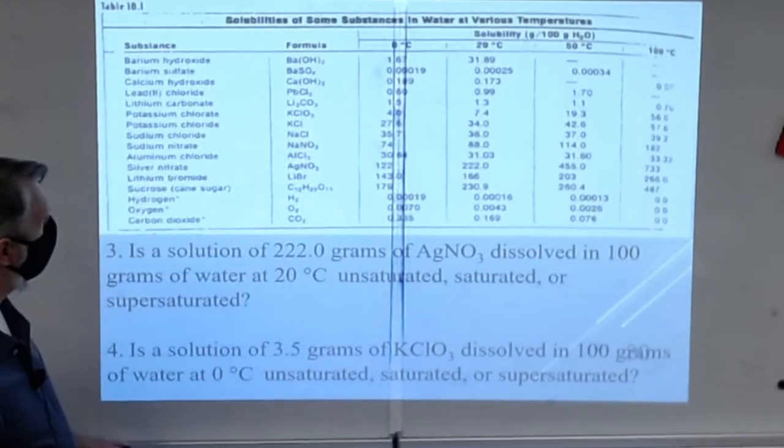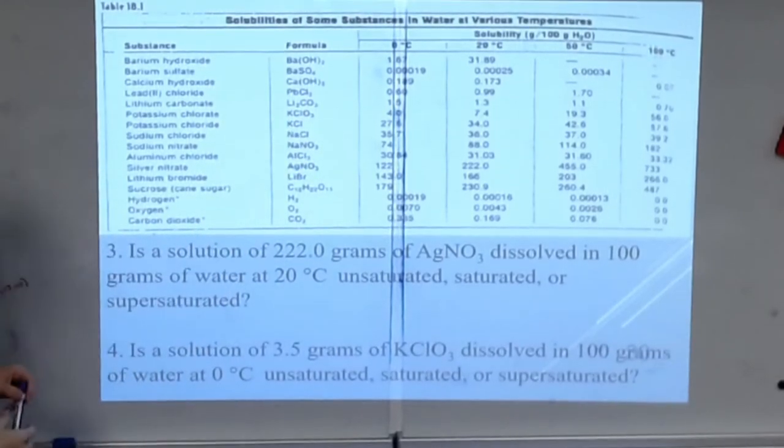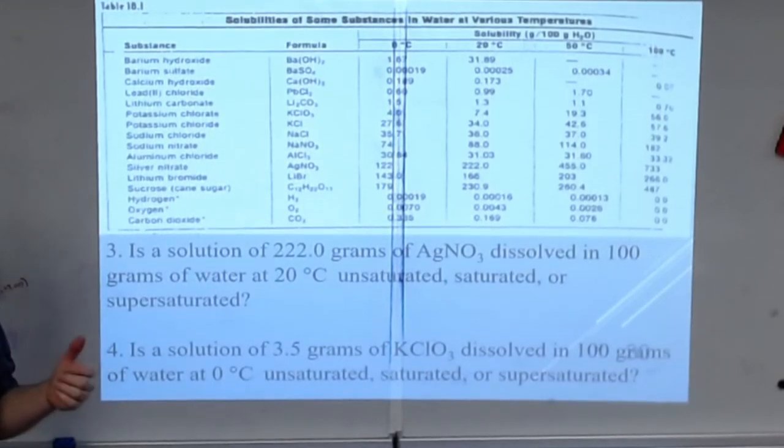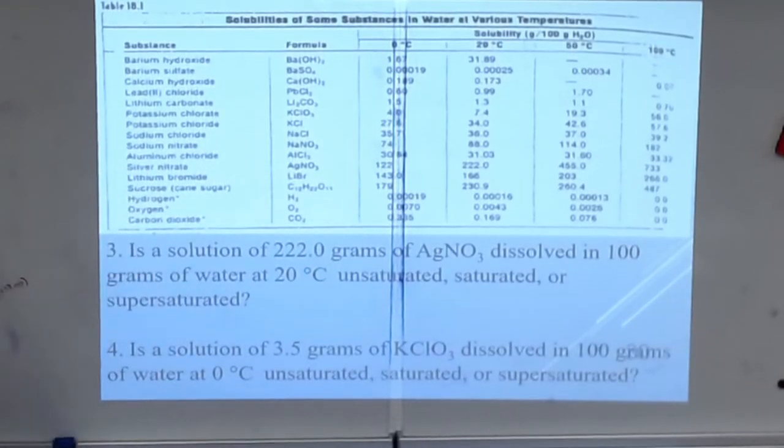So I've got potassium chlorate. It's right here. I've got 0 degrees, and I've got 3.5 grams. That is, somebody just said it, unsaturated, right here. Y'all see how to do this?